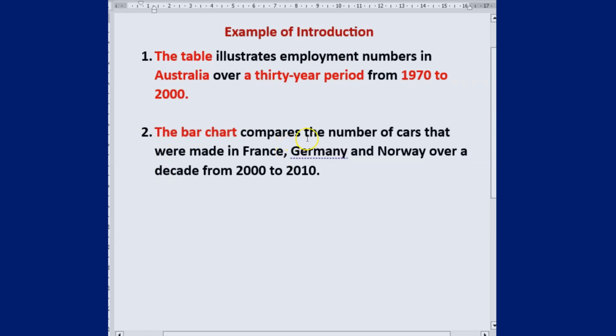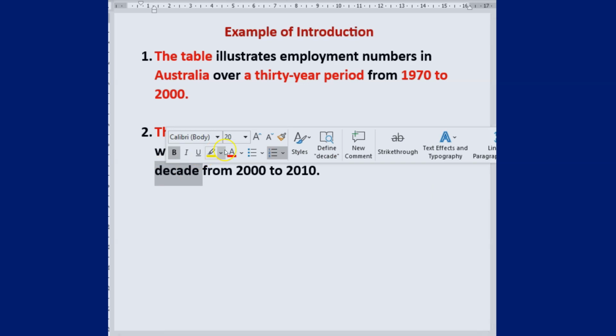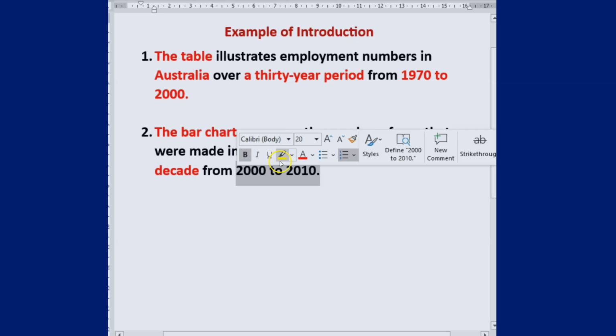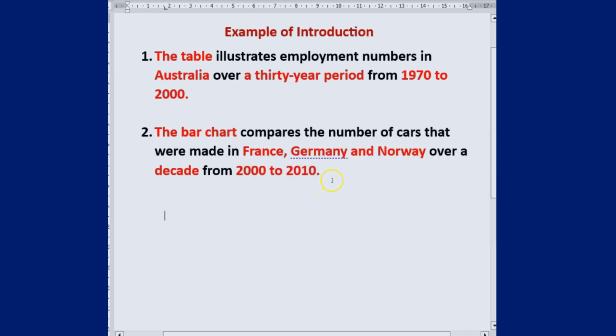The bar chart compares the number of cars that were made in France, Germany, and Norway over a decade, right? So decade here shows 10 years, so from 2000 to 2010. You can choose to even ignore the 2000 to 2010 to just hold it like this. The bar chart compares the number of cars that were made in France, Germany, and Norway over a decade.